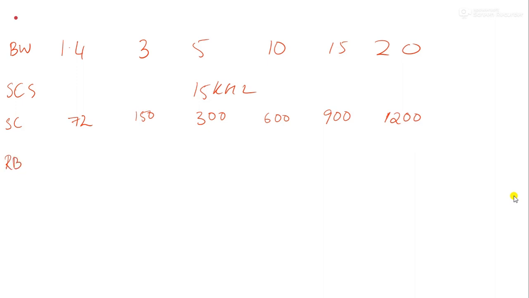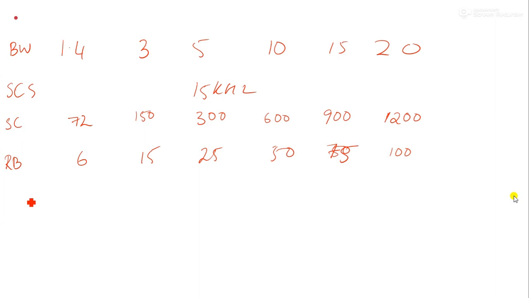Let's come to resource block. The resource block here is total 100. Here it is 50. Here it is 75. Here it is 50. Here it is 25. Here it is 15. And here it is 6. So these are the number of resource blocks what we have got.